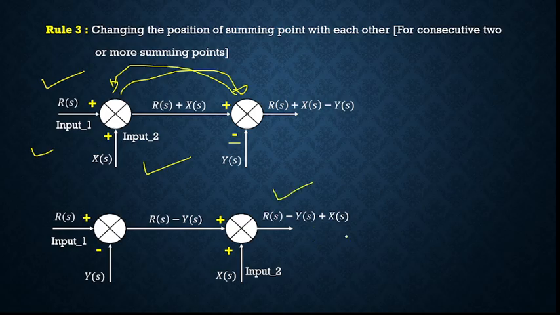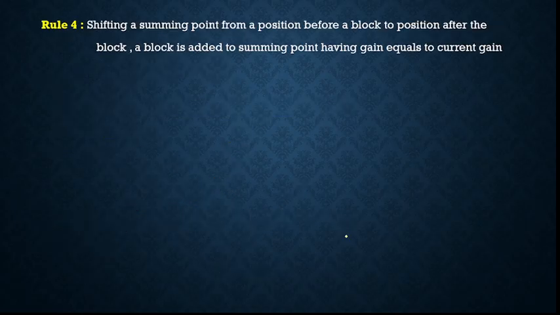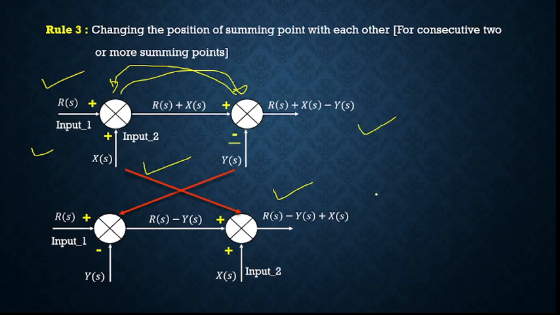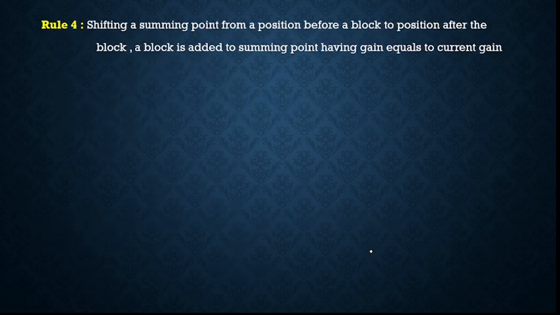So interchanging the summing point is quite an easy task. So what we have done? We have changed the inputs, X of S and Y of S, so that we will get the same output in both the cases, though we are interchanging the summing points.